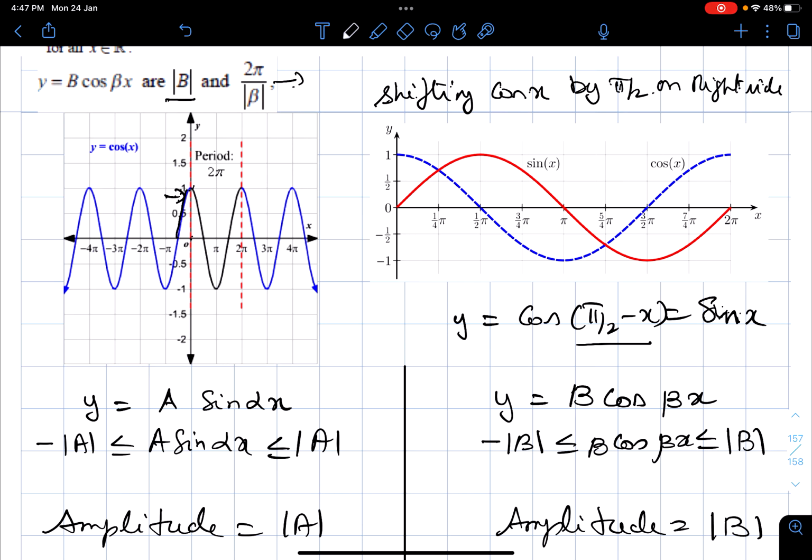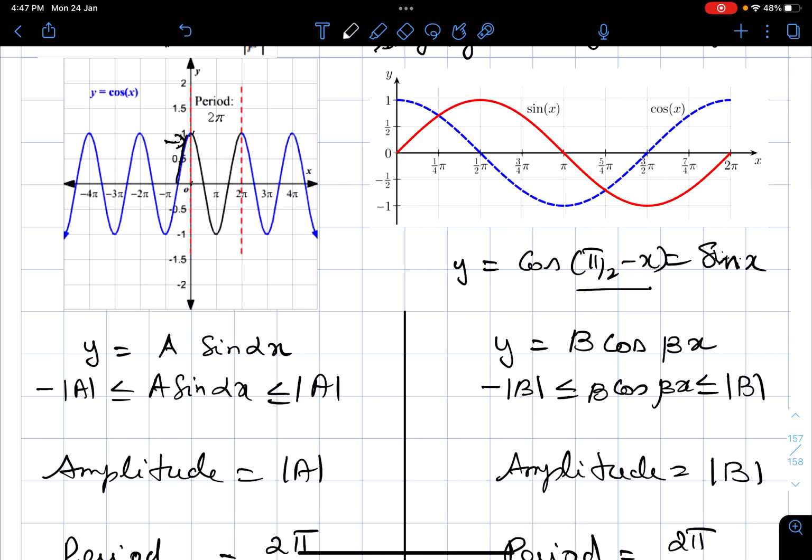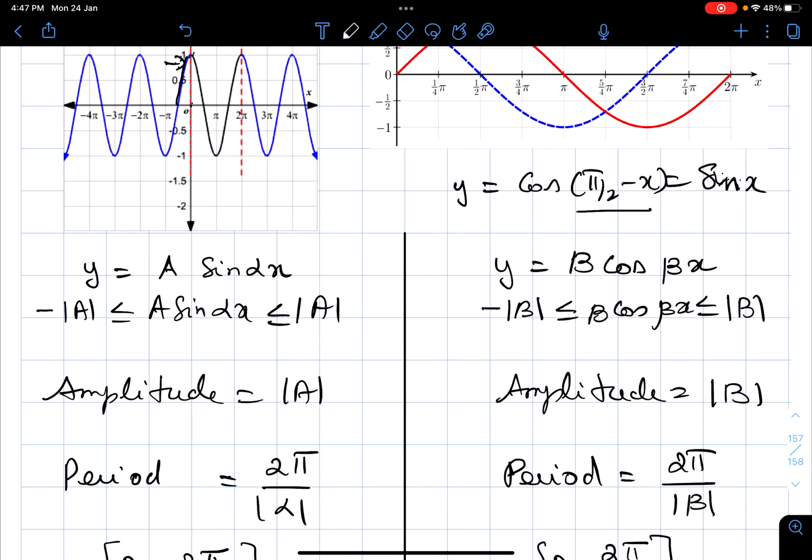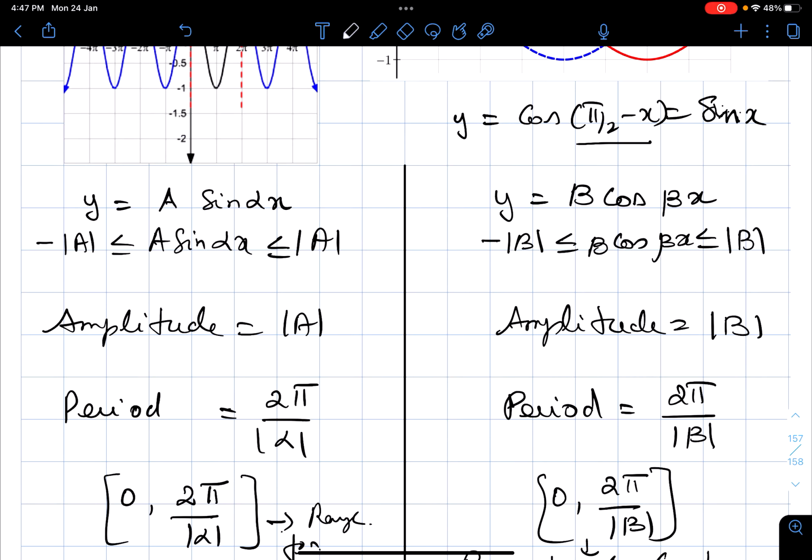Now we will compare both the sine curve and the cos curve. Here sine is y equal to a sine alpha x, whereas y equal to b cos beta x, and it lies between minus modulus a and plus modulus a. Similarly here, minus modulus b and plus modulus b. And the amplitude we have seen for sine is modulus a, for cos it is modulus b. And the period is 2 pi by modulus alpha, for cos it is 2 pi by modulus beta.